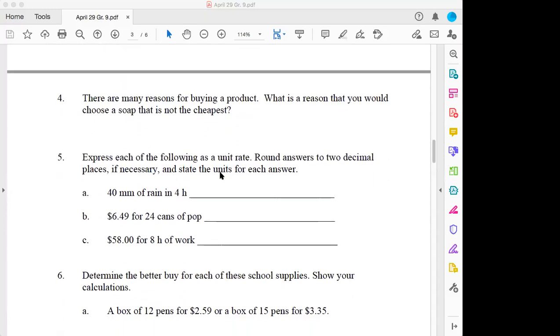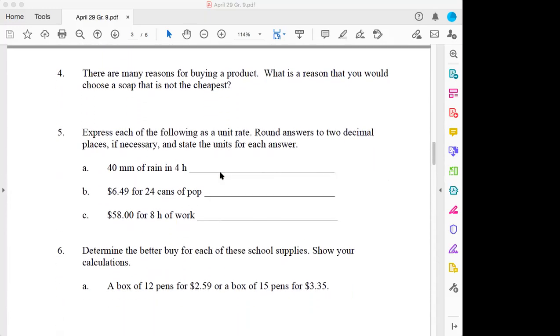So the next question is asking, there are many reasons for buying a product. What is a reason that you would choose a soap that is not the cheapest? So if we were to look at our table in question 3, it showed us that maybe it's a little bit more expensive, but you are able to wash more plates. So maybe the cheapest might not last as long or do as many jobs, I guess.